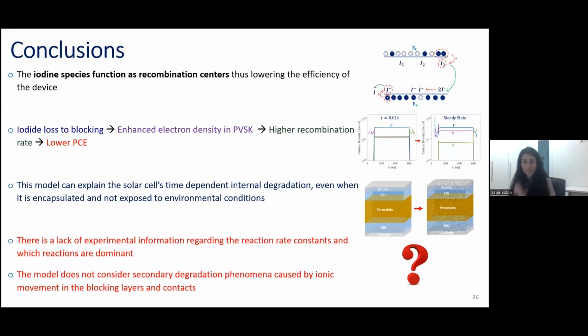But to make this model more accurate, we will need further experimental information regarding the reaction rate constants and which reactions are dominant. And this model doesn't consider secondary degradation phenomena caused by the ionic movement in the blocking layers and contacts. So it cannot accurately predict the degradation.